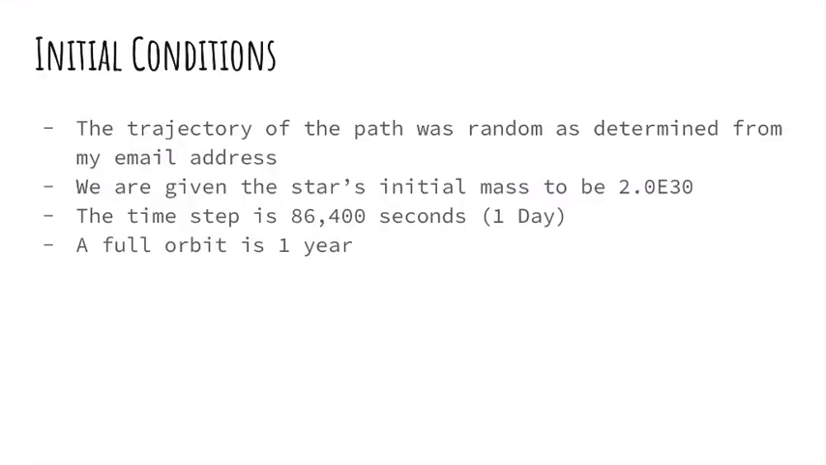For initial conditions, the trajectory of the path was set random, as determined from an email address. We are given the star's initial mass to be 2.0 e to the 30th kilograms. Our time step delta t is also defined as 86,400 seconds, or 1 day. A full orbit is defined as 1 year inside of our model.